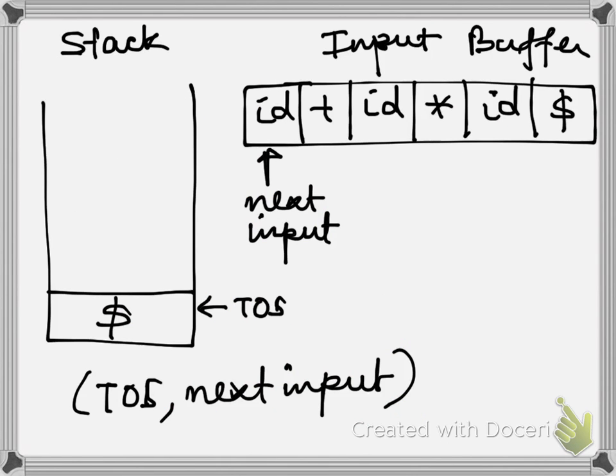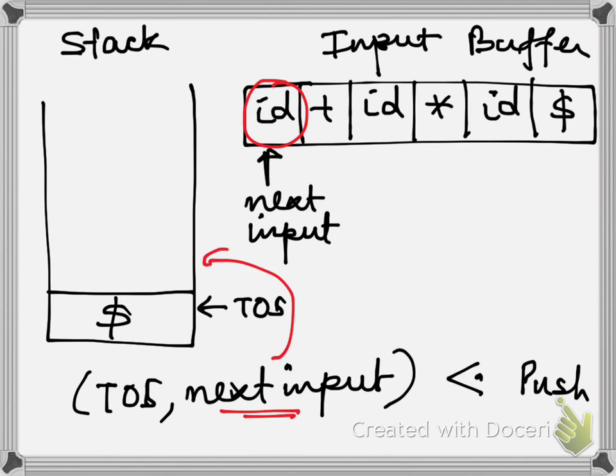If this pair, TOS and next input, if in the table the cell contains the less than symbol, then what we are going to do is push the input symbol, the next input symbol, to the top of the stack. Okay, and then we are going to advance the pointer. It will point to the next one.